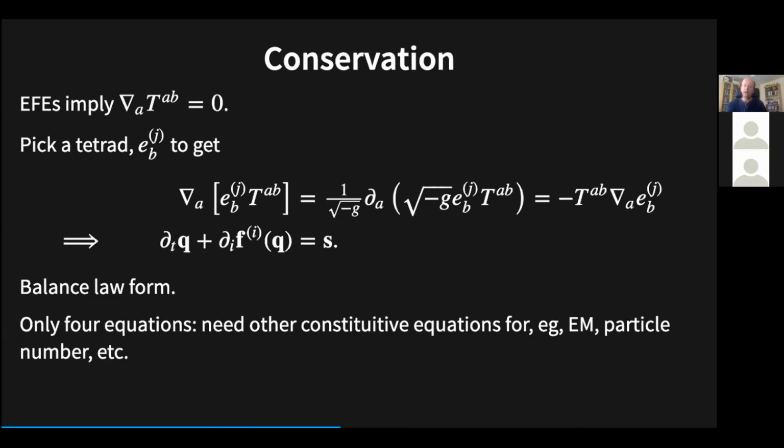Now, it's fairly useful to look at this equation in simplified situations. For example, if we restricted to Minkowski spacetime in Cartesian coordinates, then the covariant derivatives of the tetrad vector would vanish and the source terms would vanish. This would be a conservation law. So this is expressing conservation of total energy momentum through 4 equations of motion.